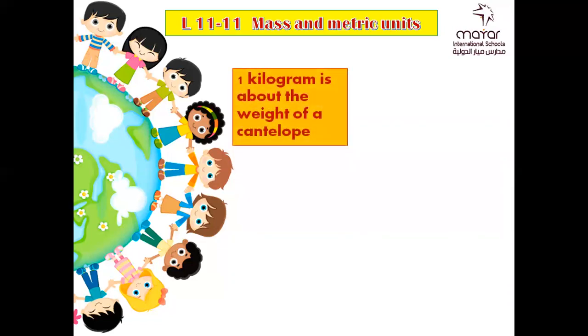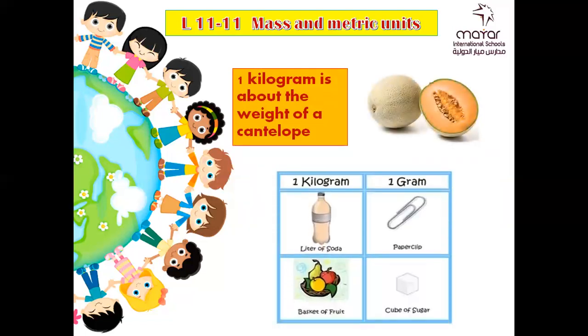1 kilogram is about the weight of a cantaloupe. Now, look at the difference. 1 kilogram is about a liter of soda. It's about a basket of fruits. But 1 gram is about one paper clip, one cube of sugar. So did you see how light 1 gram is?